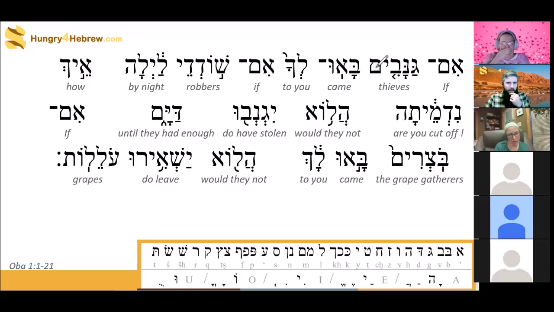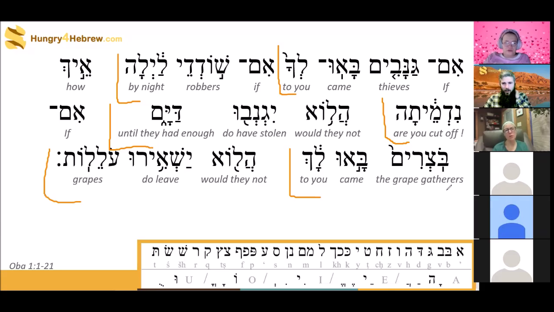Im ganavim ba'ulcha. And that right there is sort of a bit of a disjuncting cantillation mark. Im shodade laila. This one is definitely a disjuncting mark. Ech nidmeta. Halo yignevu dayam. Im botzrim ba'ulach. Halo yashiru olelot.